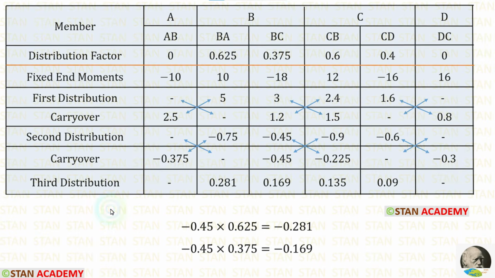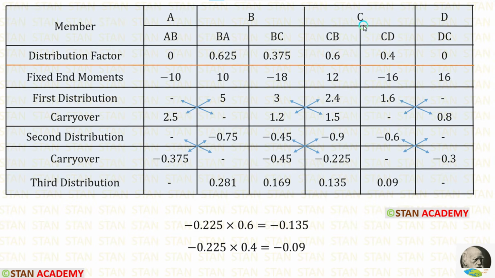Now let us make the third distribution. First, let us make in the joint B. In the joint B, we are having only one value. For BC, we are having minus 0.45. So we have to multiply this minus 0.45 with the distribution factors to get the distribution. Both of the values are negative, so we are entering inside the table as positive.